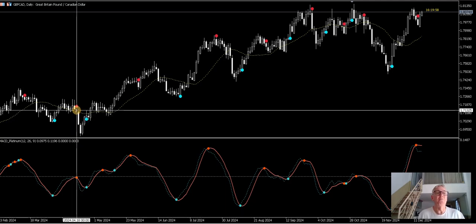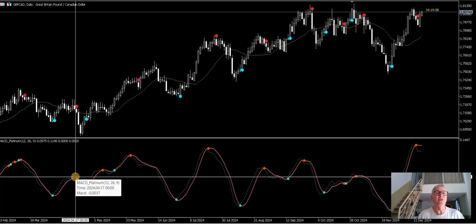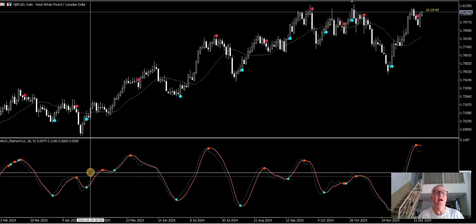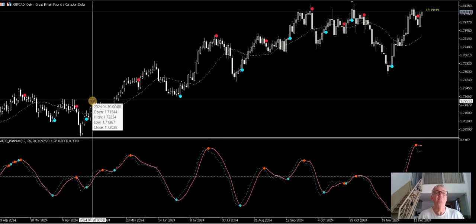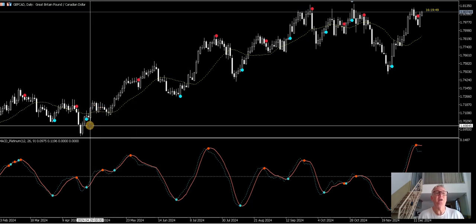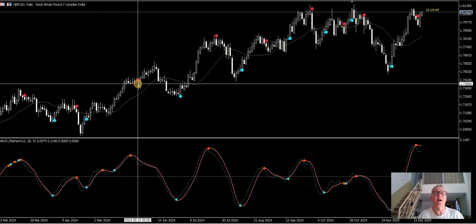So here's a red dot. It's not a valid sell signal. Ignore it. Here's the buy. Take it. Again, we close above. Can't lose on that, so your stop's down here. This is going to be a nice trend up.